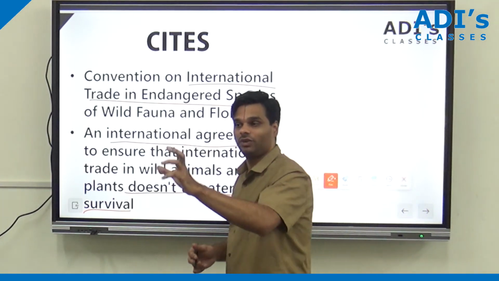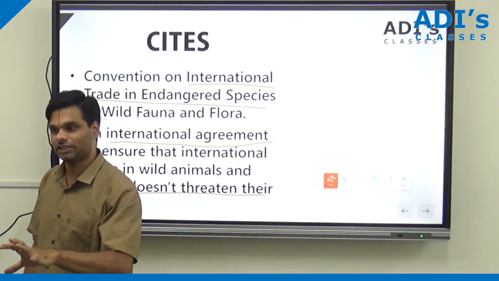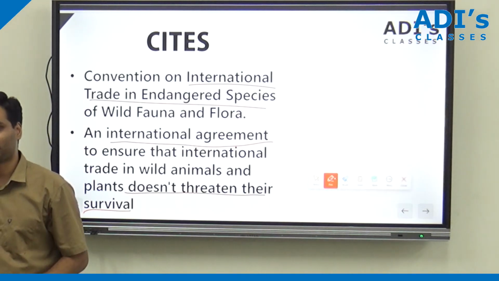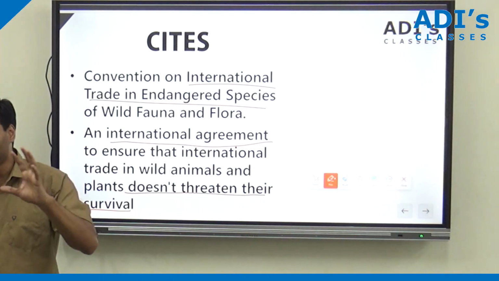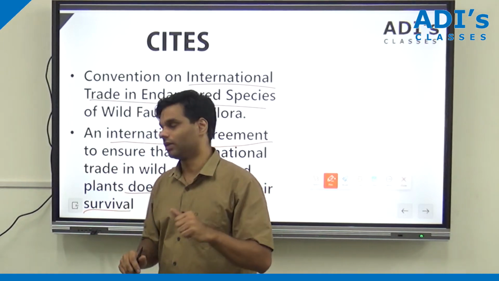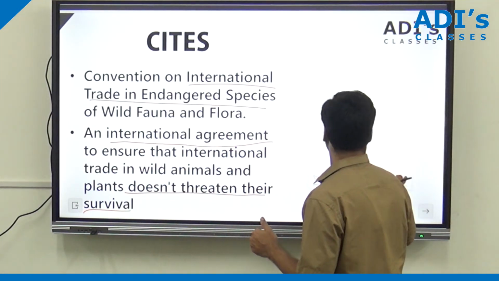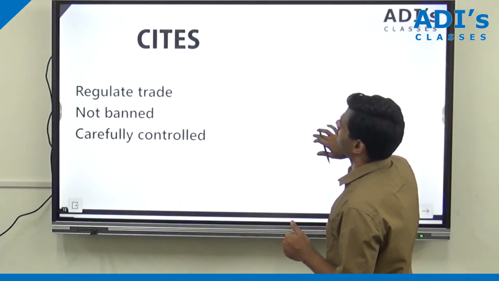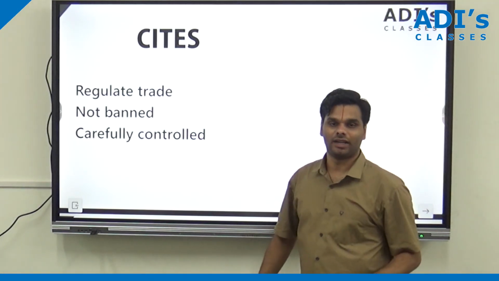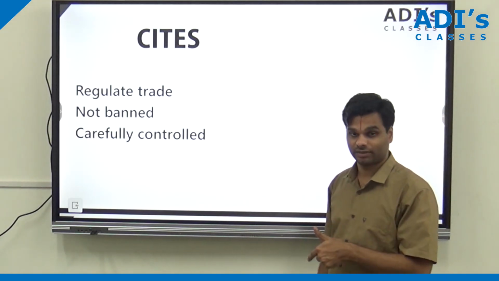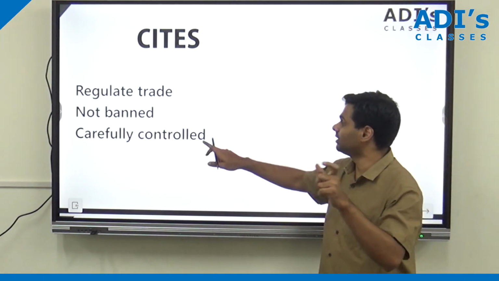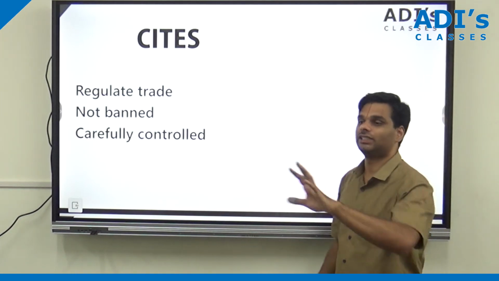So in the very definition you can get to know. Whenever you are reading about conventions, legal treaties, or even polity, you should read every word and understand it. The definition is so important. In the definition, you will have the hidden meaning. So CITES regulates trade. It does not ban trade because it does not have the power to enforce it. You have to say it is carefully controlled trade, so that the species does not go extinct.